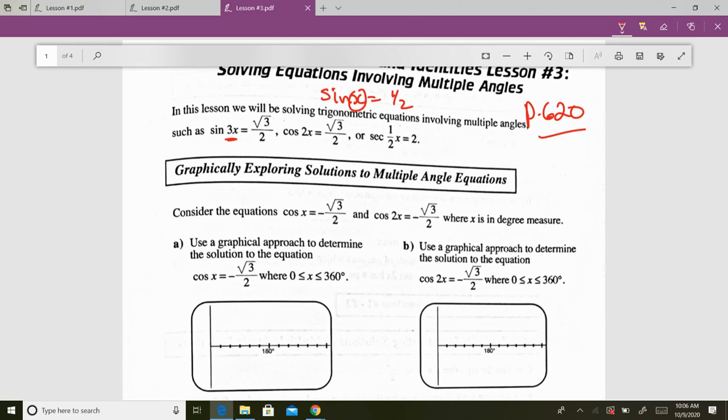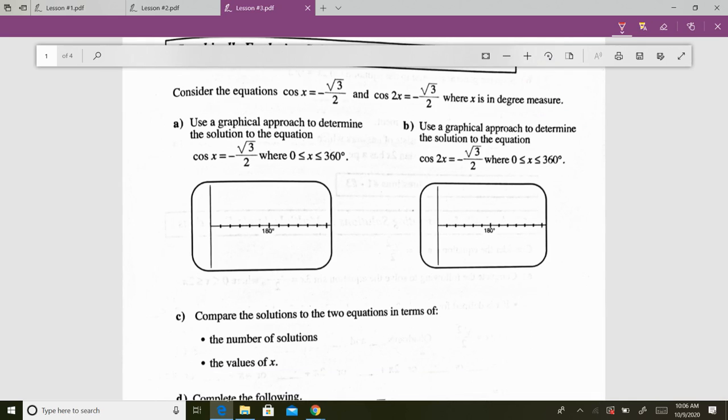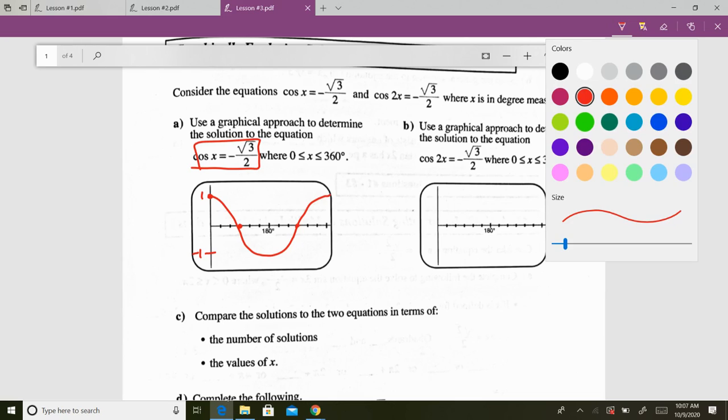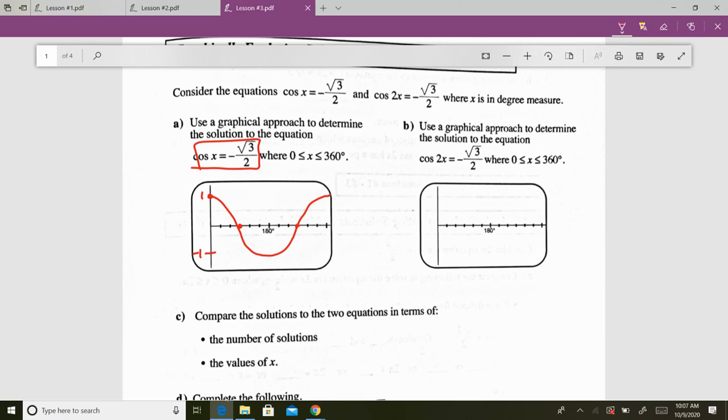What does the b value do to the graph? Vertically or horizontally, it stretches it, right? Okay. So if we did a graphical analysis of this, cos of x is equal to negative root 3 over 2. The cosine graph starts at 1, then 90, 180, 270. It looks like that, with negative 1 and 1. If I say, where does cosine equal negative root 3 over 2? I'm just going to guess it's right there. A horizontal line.